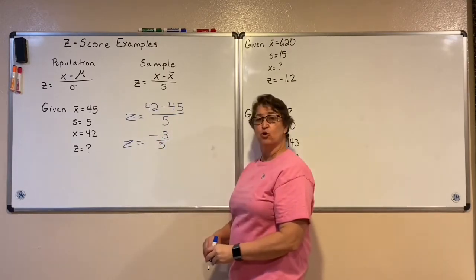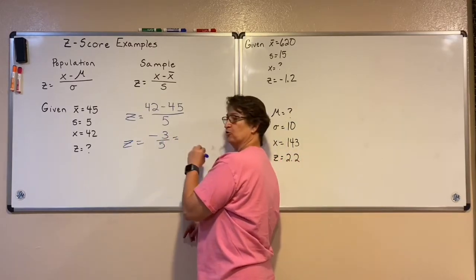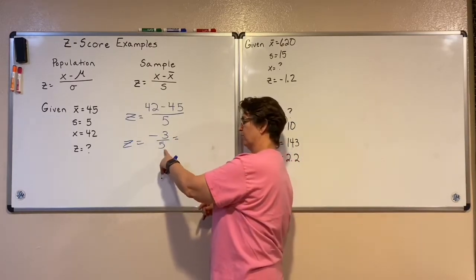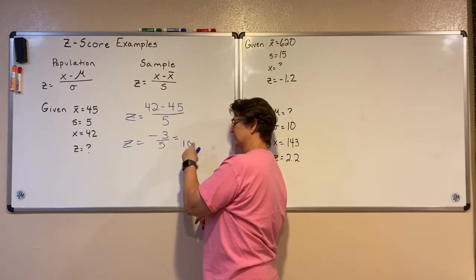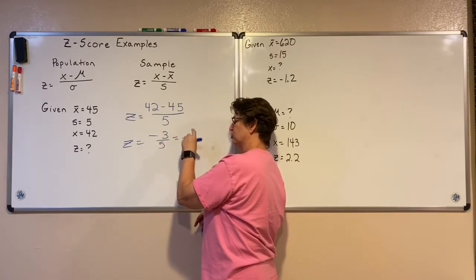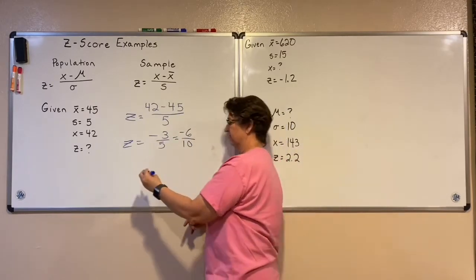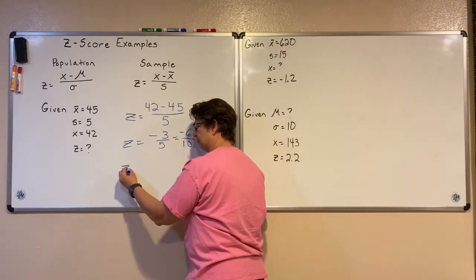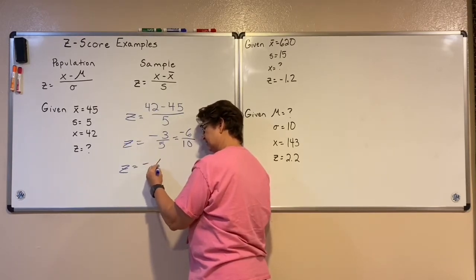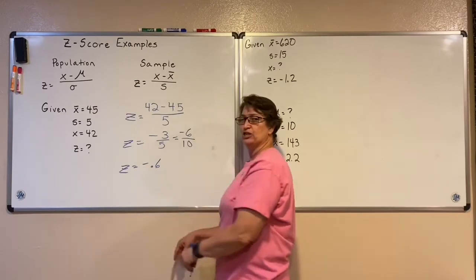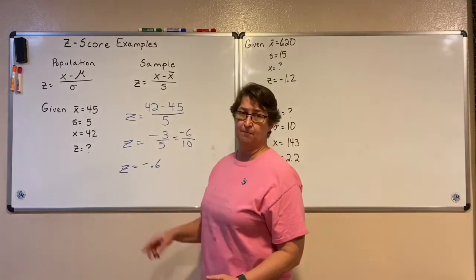We like our z-scores to be in decimals, so I'm going to turn this into a decimal. Decimals are with tenths, hundredths, thousandths, so I want my denominator to be 10. If I multiply this by 2 to get to 10, I have to multiply the top by 2, and that's 6. So 3/5 is the same as 6/10. So the z-score for that particular data value is a negative 6/10. This tells me it's below average, and it's not even one full standard deviation below the mean.